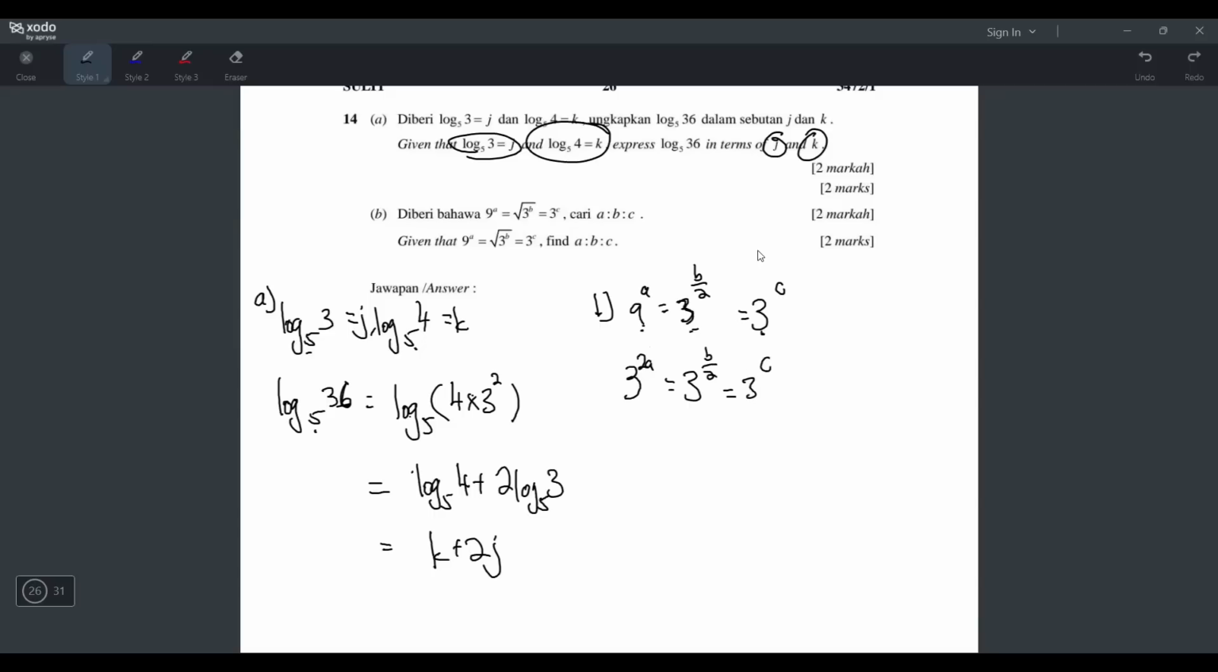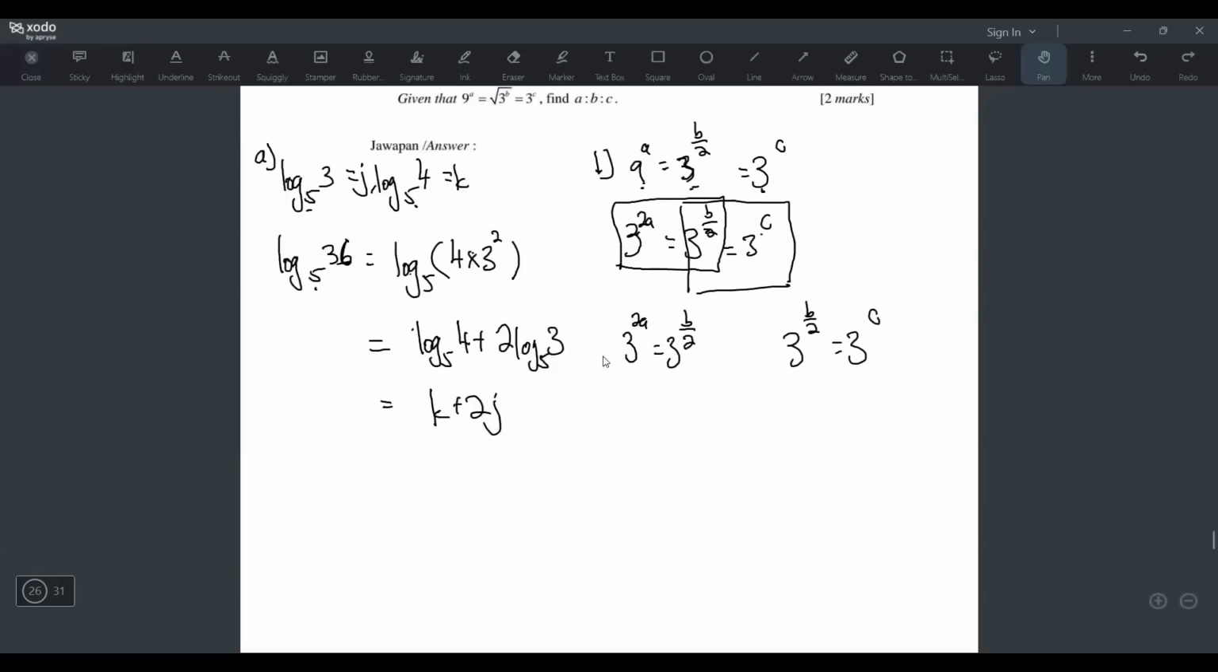Now the problem is how can I find the ratio? What if I separate this into two equations like this, and another one like this, right? Let's see what happens. 3 power 2A equals 3 power B over 2. And the other one, 3 power B over 2 equals 3 power C. Yeah, you can do like that because they said this equals this equals this. Means these three things are the same thing, so they all equal. That's why you are allowed to do like that.